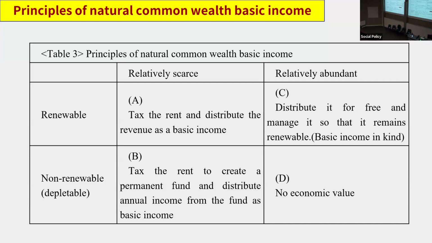And in the case of B, it is non-renewable. So we have to keep the Hartwick principle. Take the rent to create a permanent fund and distribute annual income, only annual income, as basic income. This is the case of Commonwealth B. And C is relative artificial scarcity monopoly. So distribute it for free. But keep in mind to manage it so that it remains renewable. So it may be the case of basic income in kind.